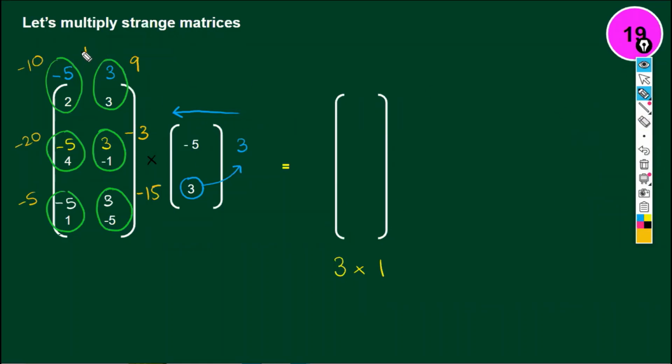So -10 plus 9 is -1. Then the middle number is -20 plus -3, which is -23. And then -5 plus -15, -20. And those are your three answers. Right? Not too difficult, right? Once you see one example, you're going to realize, wait, look, it's almost the same thing, except it's 3 layers this time.